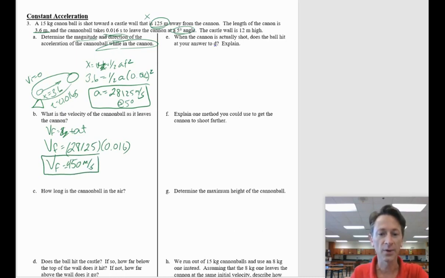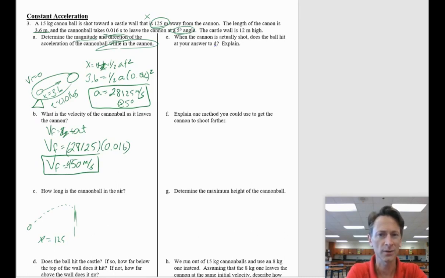Next, how long is the cannonball in the air? So now we have to look at the part where, okay, here's the cannonball, it's launched this way, and it's going to potentially hit a wall that's over here. We know that wall is an x distance away of 125 meters. We also know the initial velocity it was fired with. So I'm going to look at potentially using the x equation to solve for it, or potentially using the y equation. Now, I don't know exactly if it hits the wall or not.